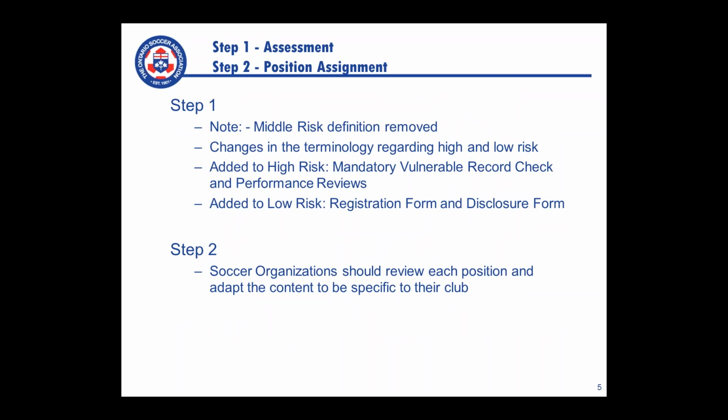There is no longer a middle level risk. The key indicator as to whether a risk is high or low is the term traveling. The added screening measures to the high-risk area are the vulnerable police records checks and the performance reviews, which are now mandatory. Added to the low-risk measure are the registration form and the disclosure form, which is Appendix C.